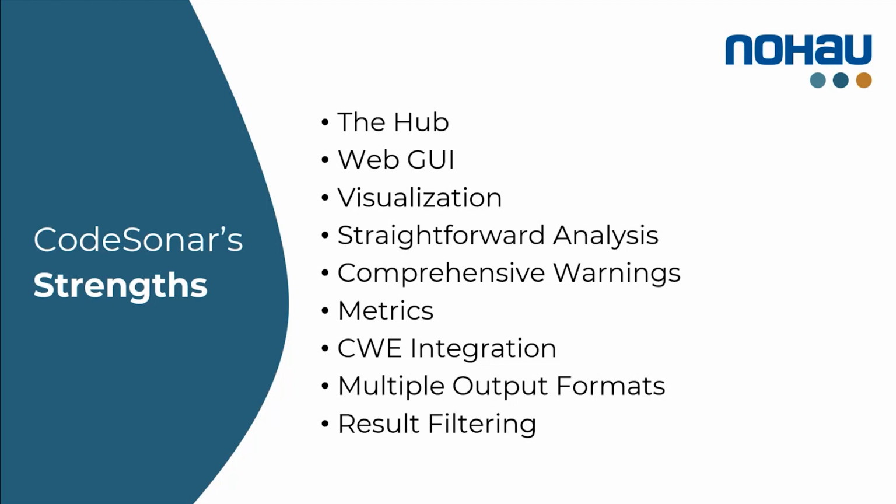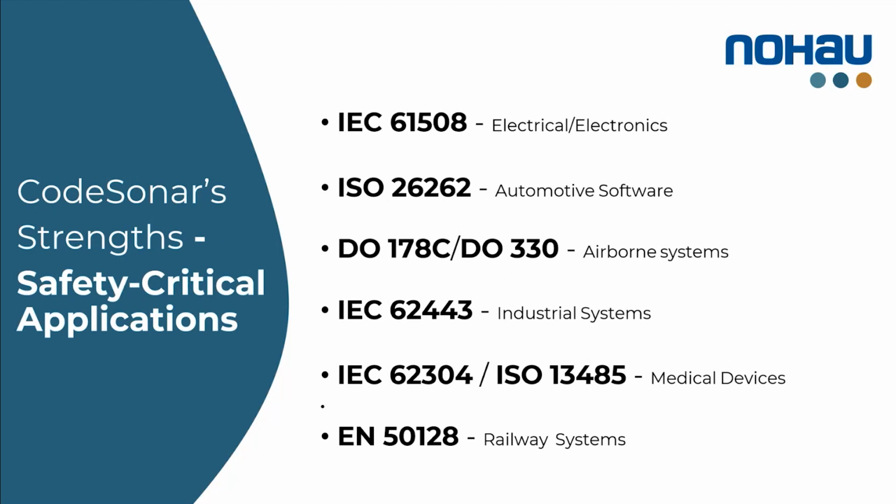But before we dive into it, the most important thing is that there's a ton of applications where this is mandatory, and the thing we need to know is what CodeSonar covers. So if you're working with IEC 61508, meaning electrical applications, or functional safety in automotive software, such as ISO 26262, airborne systems, industrial systems, medical devices, or railway systems, these are all areas that CodeSonar covers. Now, most importantly, a lot of times you're going to work in a project where you need to comply with certain standards.